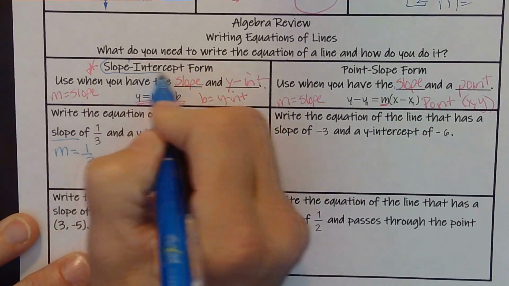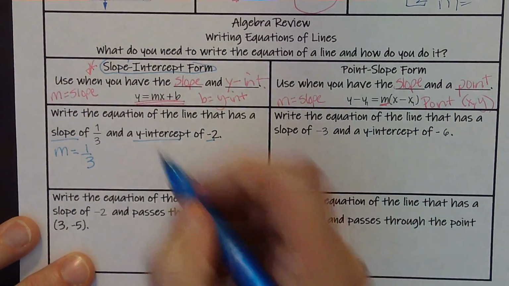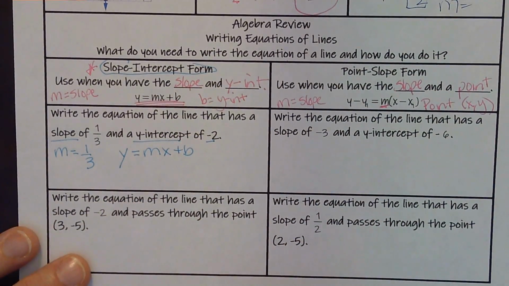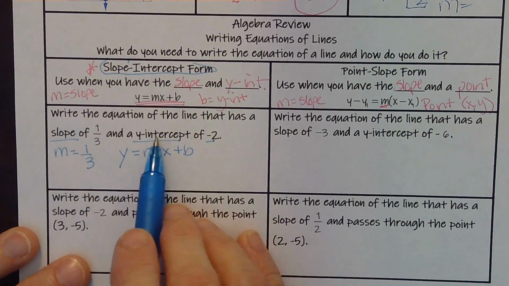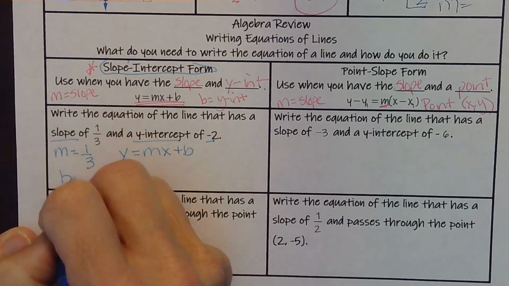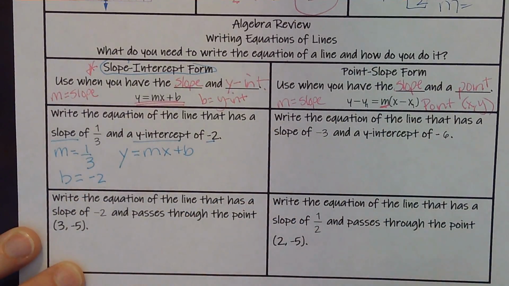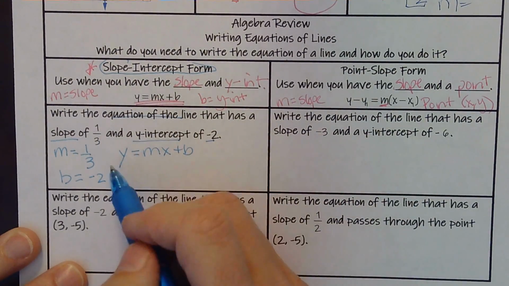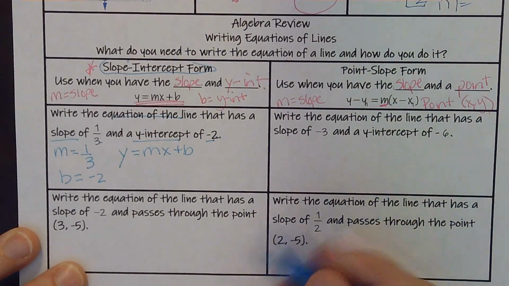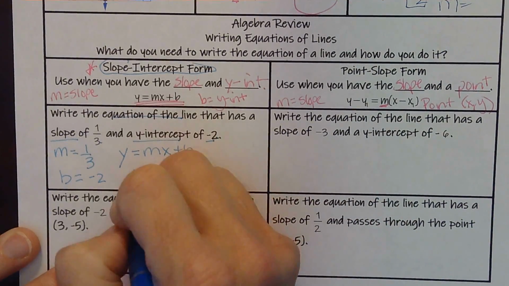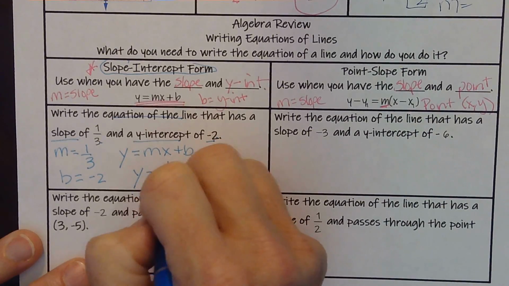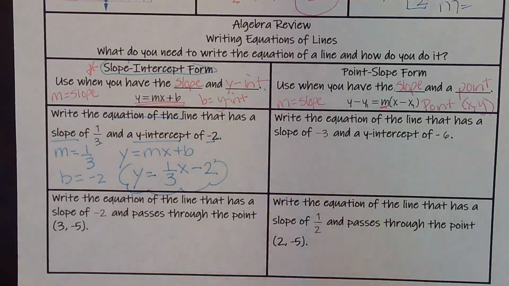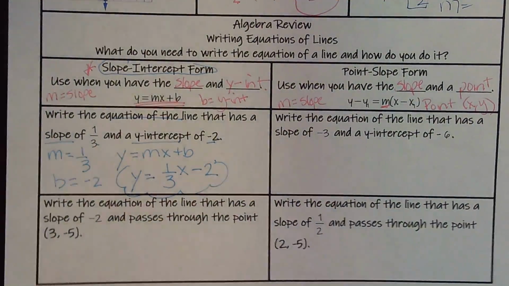So that makes me think slope-intercept form. So I need to think in terms of y equals mx plus b. So I have a slope of 1/3 and the y-intercept, which we can call b, of -2. So I've got everything I need to write the equation for this line that has the slope of 1/3 and the y-intercept of -2. So my equation will be y equals 1/3 x minus 2. And there's our equation.